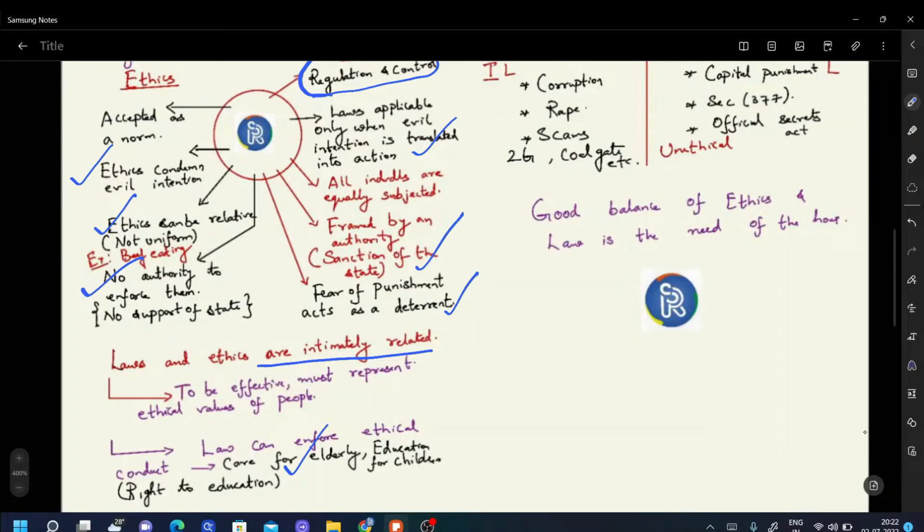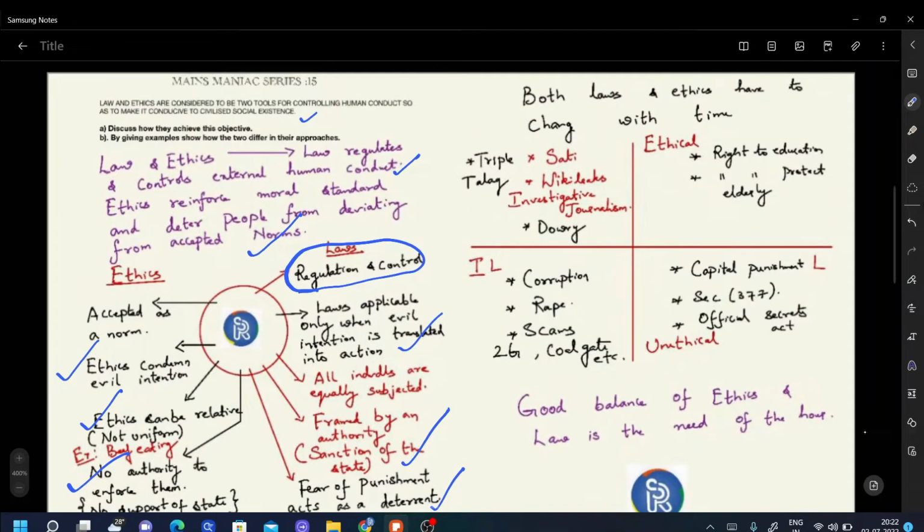Or for example, education for children, when we talk about the right to education or the 86th Constitutional Amendment Act, etc. So laws can enforce ethical behavior. At the same time, laws become more efficient and effective when they represent the ethical values of the people. That is how it is. So both are intimately related.